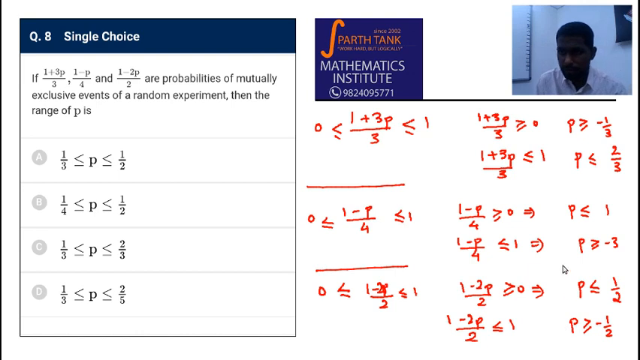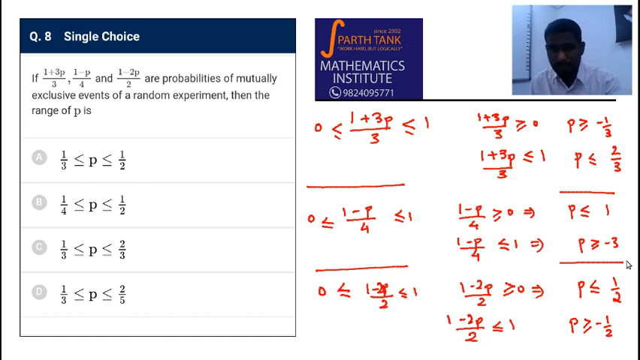Very good. So we got conditions for the individual probabilities. P greater than minus 1 by 3, p greater than minus 3, p greater than minus 1 by 2. And then we have p also should be less than 2 by 3, less than 1 or less than 1 by 2. So from these three, the lowest limit is 1 by 2, of course.